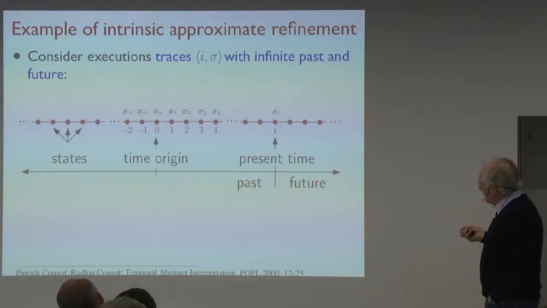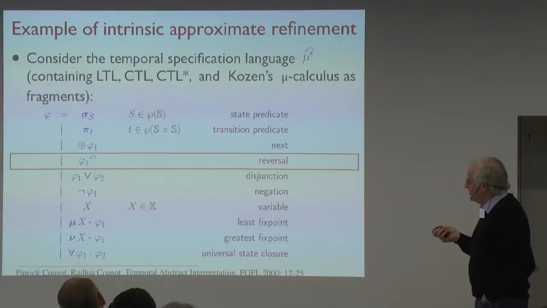You have just a present time, the past, and your future. And the operators are really classical. You can say something on the state. You can say something on the next transition that you are going to do, or the next state. And then the conjunction, the fixed point.